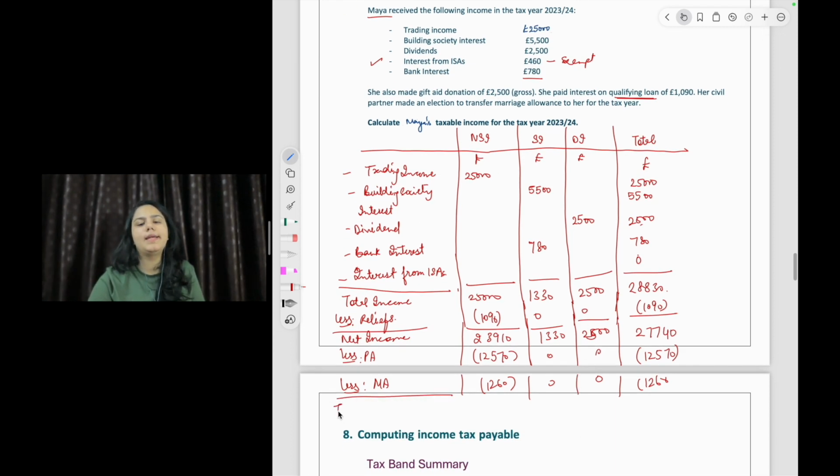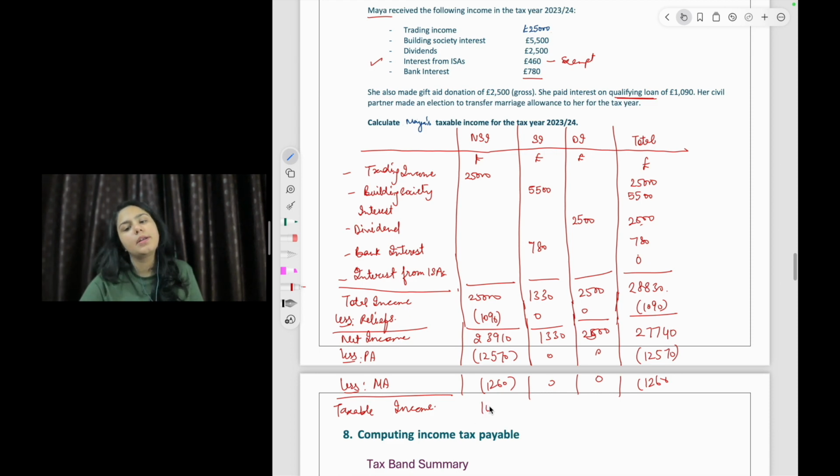Therefore, my taxable income for non-saving income is going to be 23,910 minus 12,570 minus 1,260, which is 10,080. Savings income and dividend income are going to remain the same, 1,330 and 2,500. And lastly, we will have the total taxable income, 27,740 minus 12,570 minus 1,260, which is 13,910.